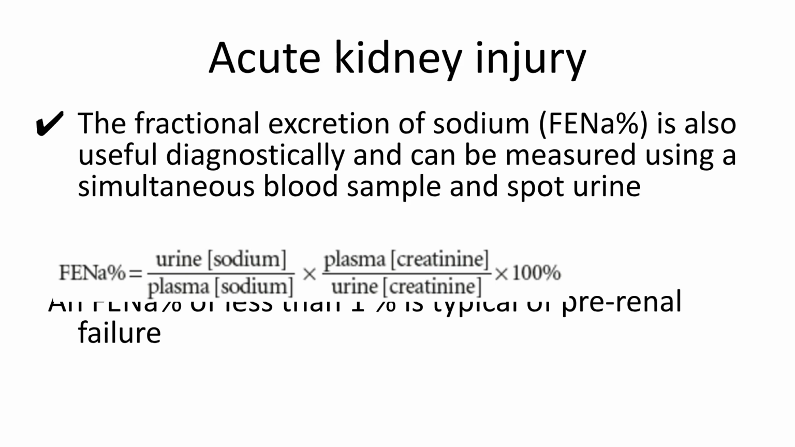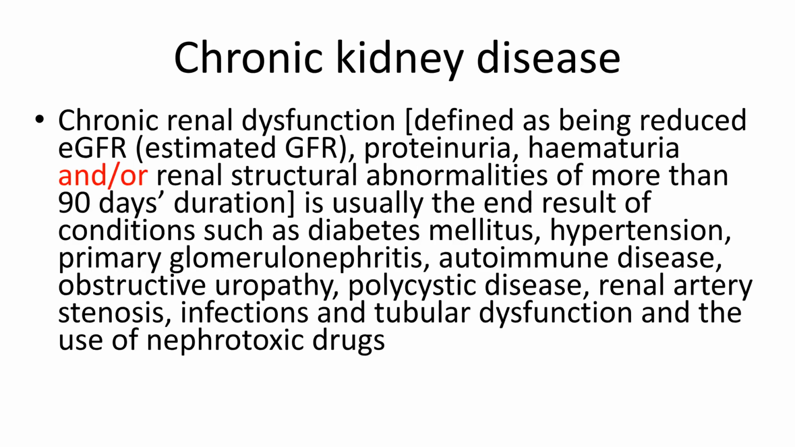Investigating AKI involves a careful clinical history, monitoring urine output, plasma urea, creatinine, electrolytes, and acid-base status. Hyperkalemia, hypermagnesemia, hyperphosphatemia, hyperuricemia, and metabolic acidosis can occur in the oliguric phase. Urine microscopy may show granular casts, suggesting acute tubular necrosis.